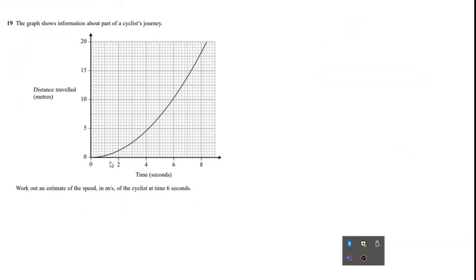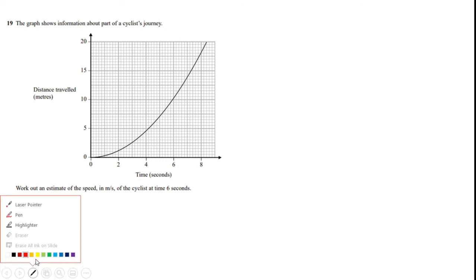Okay, the graph shows information about a part of a cyclist's journey. Estimate the speed, in metres per second, of the cyclist at 6 seconds.